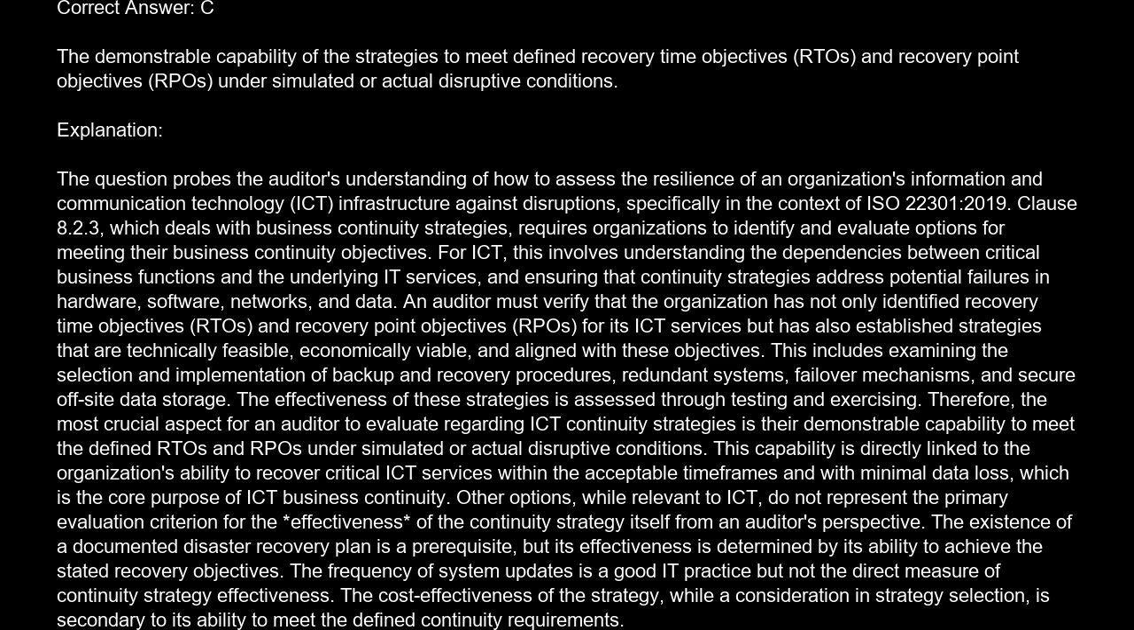Other options, while relevant to ICT, do not represent the primary evaluation criterion for the effectiveness of the continuity strategy itself from an auditor's perspective. The existence of a documented disaster recovery plan is a prerequisite, but its effectiveness is determined by its ability to achieve the stated recovery objectives. The frequency of system updates is a good IT practice, but not the direct measure of continuity strategy effectiveness. The cost-effectiveness of the strategy, while a consideration in strategy selection, is secondary to its ability to meet the defined continuity requirements.